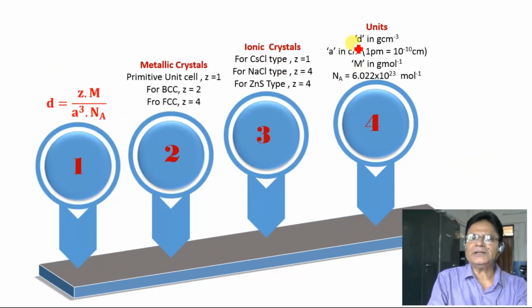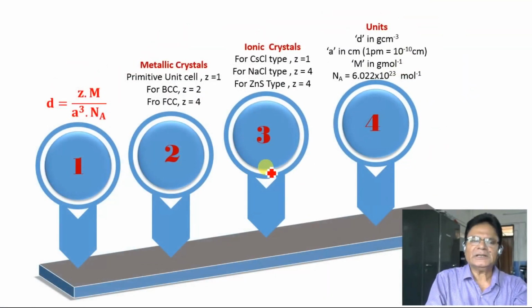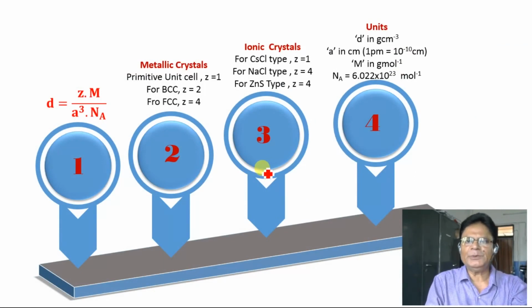Once again, unit of d should be in gram per centimeter cube, unit of a in centimeter, and remember that 1 picometer is equal to 10 to the power of minus 10 centimeter. M, molar mass, should be in gram per mole, and Avogadro's number Na is 6.022 into 10 to the power of 23 per mole. Now after having a look over this information, we will apply it to solve some numerical problems.